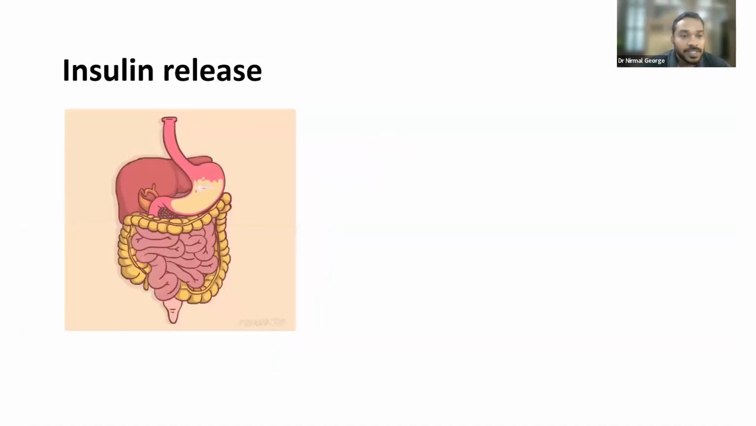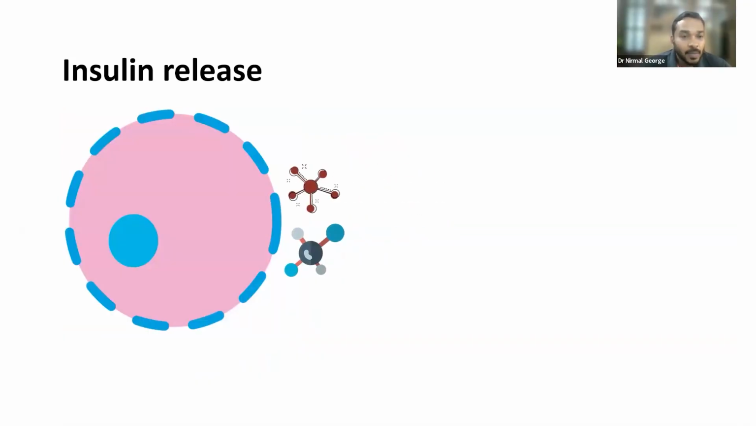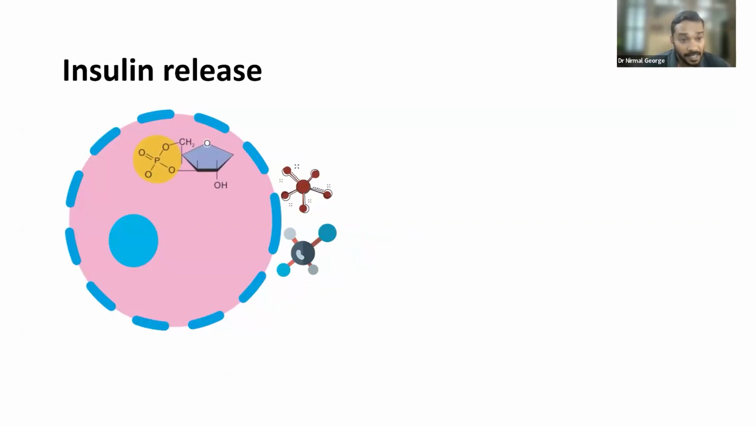These are hormones which are released in response to food present in the gastrointestinal tract. So food present in the gastrointestinal tract will release GLP-1 and gastric inhibitory peptide. GLP-1 and GIP have receptors in the beta cells of the pancreas, and binding of GLP-1 and GIP to the receptors will result in increased levels of intracellular cyclic AMP. And this cyclic AMP will inhibit the outward movement of potassium. So this will result in depolarization and release of insulin.